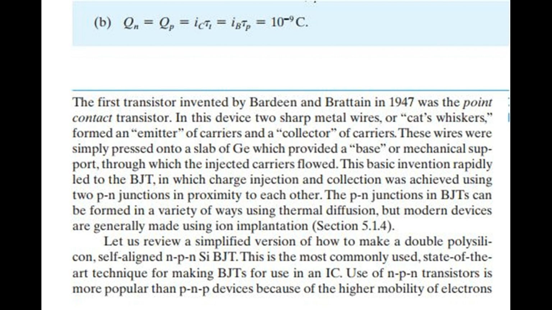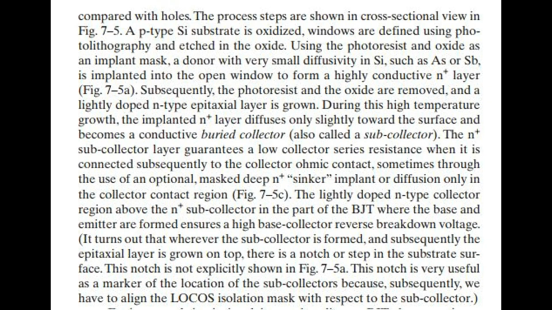The p-n junctions in BJTs can be formed in a variety of ways using thermal diffusion, but modern devices are generally made using ion implantation, section 5.1.4. Let us review a simplified version of how to make a double polysilicon, self-aligned NPN silicon BJT. This is the most commonly used, state-of-the-art technique for making BJTs for use in an IC. Use of NPN transistors is more popular than PNP devices because of the higher mobility of electrons compared with holes. The process steps are shown in cross-sectional view in Fig. 7.5.